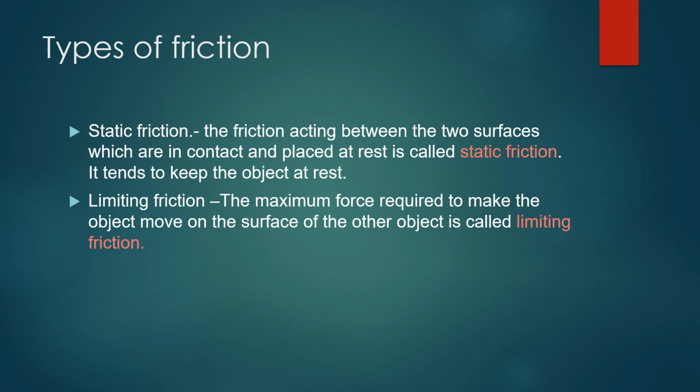So what is static friction? The friction acting between the two surfaces which are in contact and placed at rest is the static friction. It tends to keep the object at rest. Okay, so they are not moving, they are keeping them at rest itself.